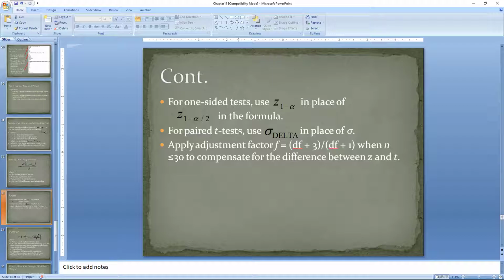For paired t-tests, remember, you're always going to use sigma delta in place of just regular sigma, finding the standard deviation of the difference. And once again, we might want to apply the adjustment factor when n is less than 30 to compensate for the difference between z and t.